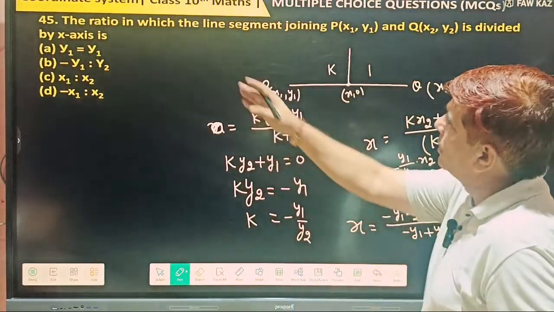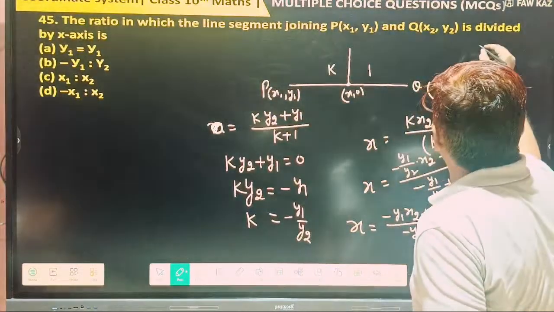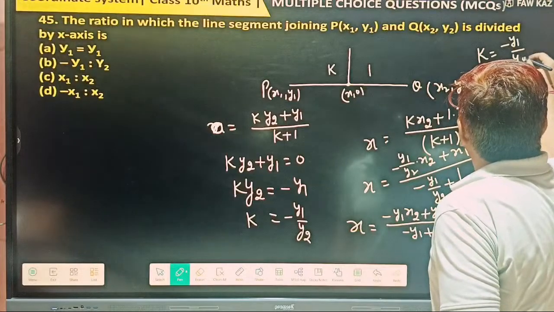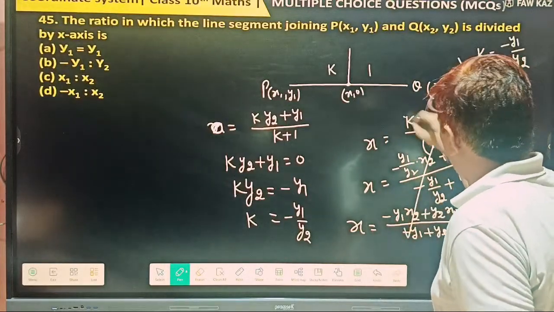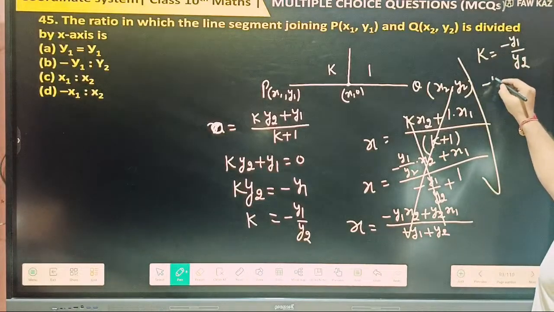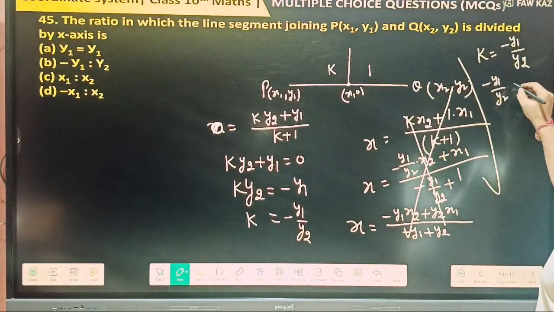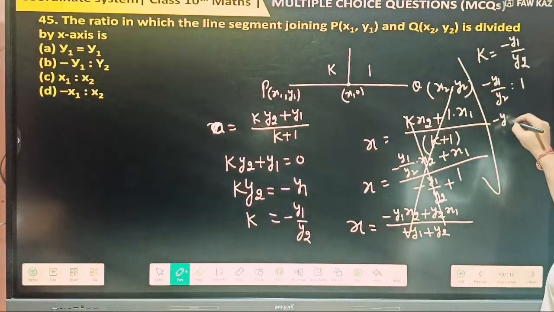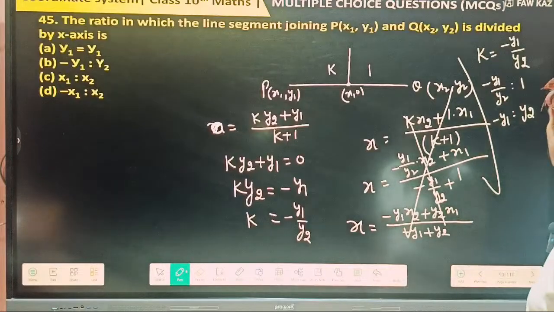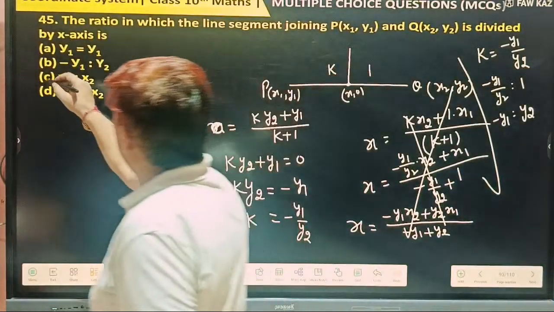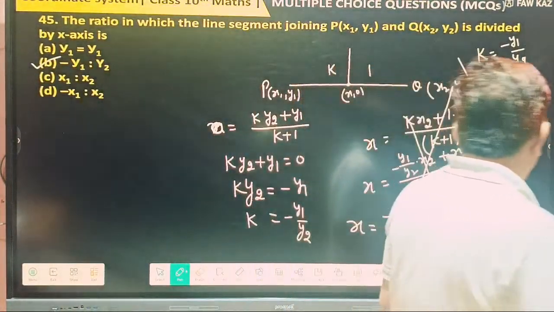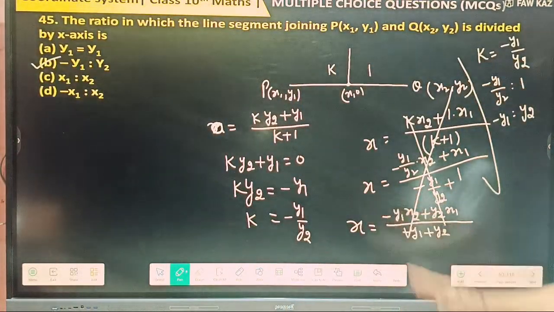We have to find out the ratio in which it divides. So what's the k value coming? K value is minus y1 by y2. So minus y1 by y2 raised to 1, so minus y1 raised to y2. So what's your answer? B is your answer. Got it? This need not be found directly, we can say.